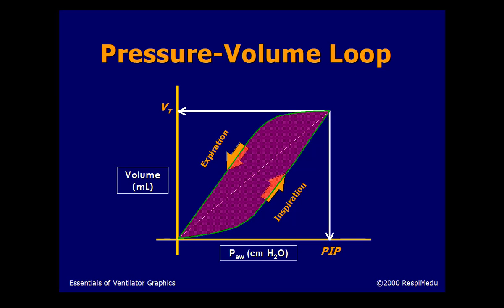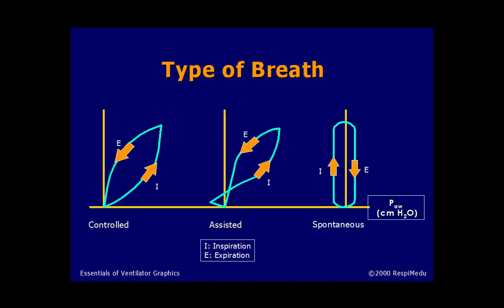Now pressure volume loop, here the volume comes onto the y-axis. In a flow volume, the volume was on the x-axis, here the volume is on the y-axis, and the pressure is on the x-axis. Here the inspiratory part, from here the pressure rises to the maximum and then comes back to the baseline. Based on that curve, you can see whether it's a spontaneous breath or an assisted breath or a controlled breath. A controlled breath will start from 0. An assisted breath will have some movement towards the opposite side.